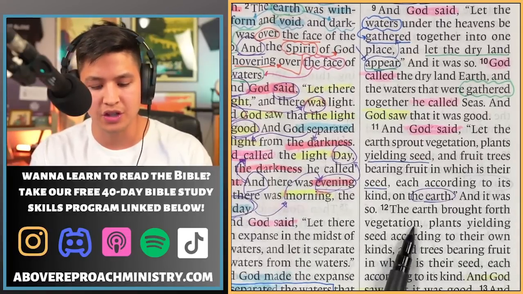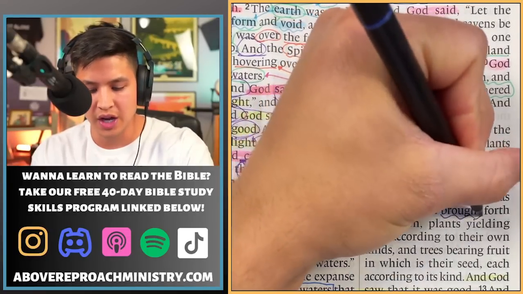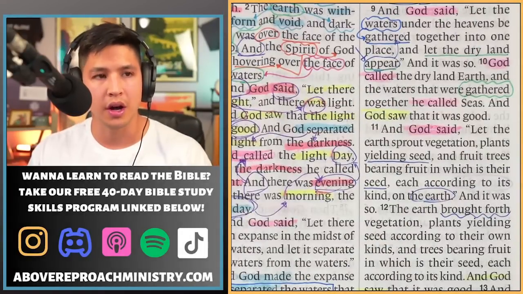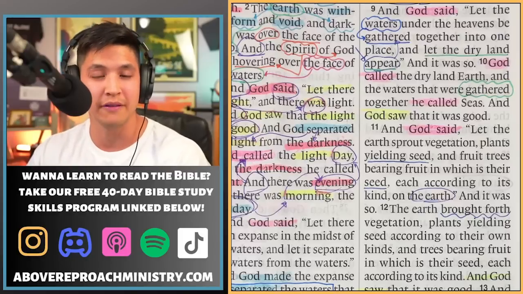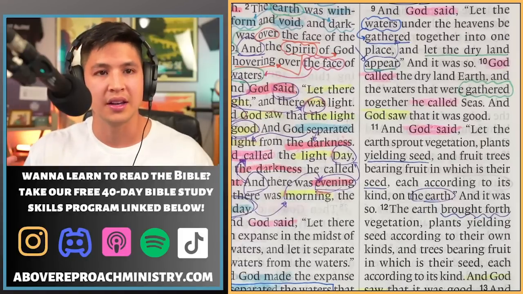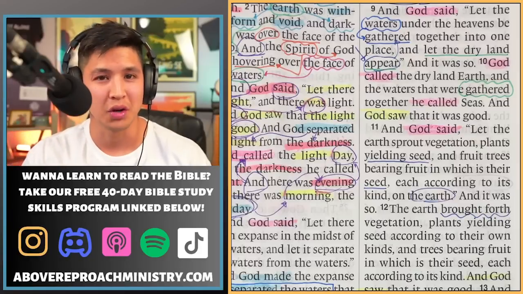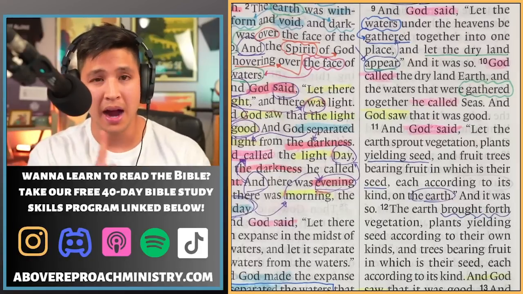The earth brought forth vegetation. There's that language again of bringing forth. And I think that's super important to understand as it relates to how God creates, as it relates to the rest of the story of the Bible, as it relates to a lot that God does and calls us to do. There's a pattern in the scriptures of things that are brought forth by the word of the Lord.